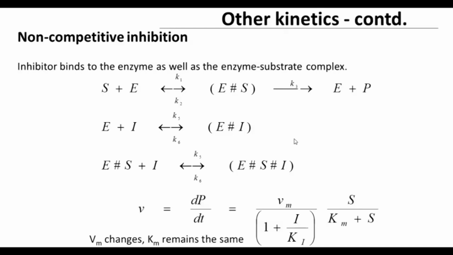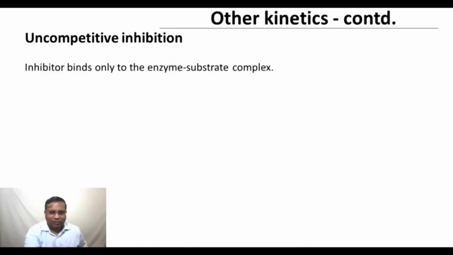We'll look at one other kind of inhibition and then we will look at the problem, and I think that is good for this lecture, which is other kinetics, a short lecture maybe. The third one is uncompetitive inhibition. The first one was competitive, then non-competitive, uncompetitive. In uncompetitive inhibition, the inhibitor binds only to the enzyme substrate complex.